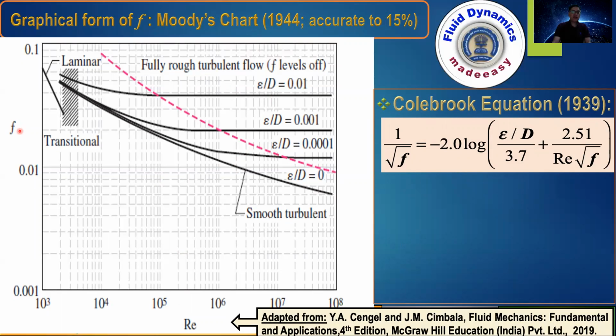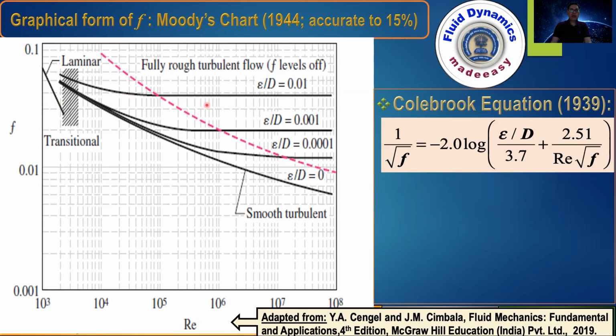In this graphical form, it is shown for laminar as well as turbulent and the transitional regime. In the laminar regime, this corresponds to the relationship f is equal to 64 by Re. So as Re is increasing, the friction factor is reducing. Another point to note is that when the flow becomes fully turbulent, the friction factor depends on the roughness of the pipe. For a laminar flow, the friction factor is independent of the roughness of the pipe.